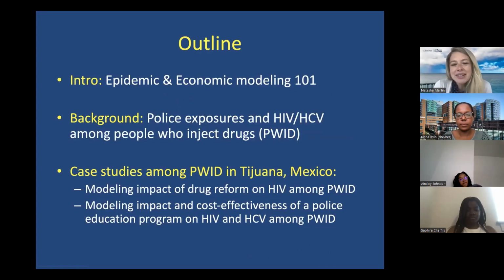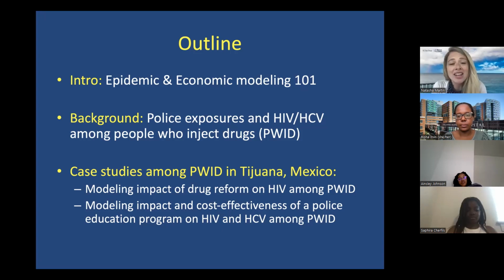Okay, so my talk here is split into kind of three sections. The first part is just to give you a very general overview background of what I mean when I'm talking about epidemic and economic modeling for those that aren't really familiar with those concepts. And then I'll talk a little bit about the topic area of the examples that I'll be showing you today, in terms of those modeling methods and how they can be applied to HIV and hepatitis C virus prevention. Because what I'll be talking about is policing exposures and how interactions with the criminal justice system can fuel HIV and hepatitis C among people who inject drugs.